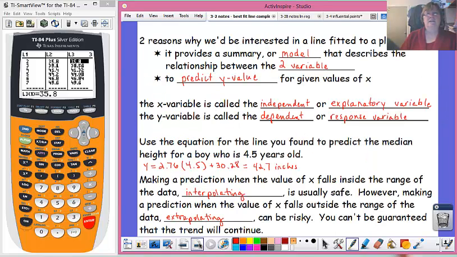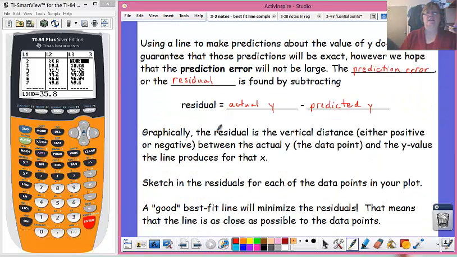All right, let's go back and finish out our discussion here. A good best fit line, folks, will minimize the residual. That is the difference between what actually happens and what should happen. It should be very small. That would mean that our line is as close as we can get it to all the possible data points. That wraps up our discussion for today.